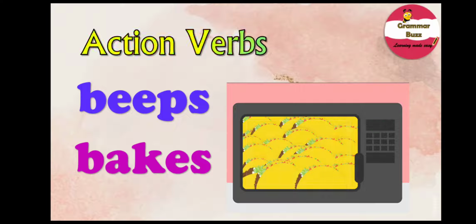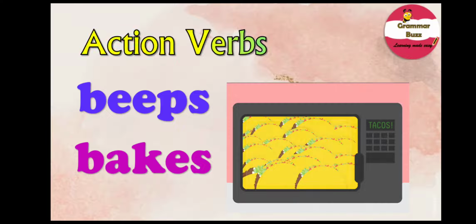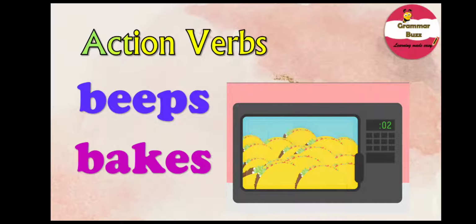Action verbs describe what nouns do. Well, a doctor treats and helps. A store sells and provides. A monkey jumps and eats. An oven beeps and bakes. So you see, action verbs express actions as physical or mental. So they tell us about the action of the noun. And that action can be both physical or mental. Okay, let's think of some more examples of action verbs.